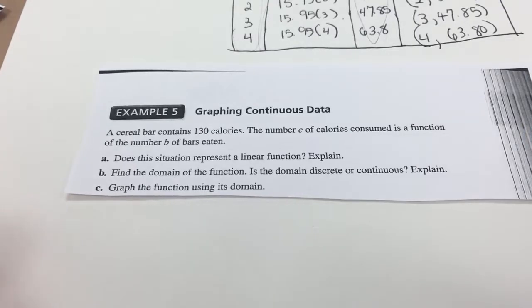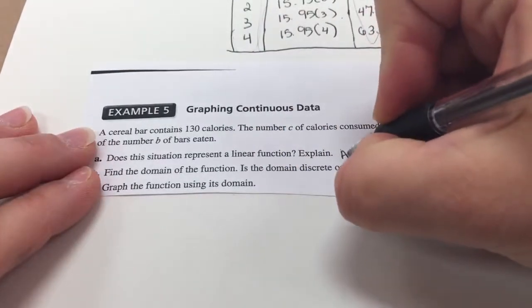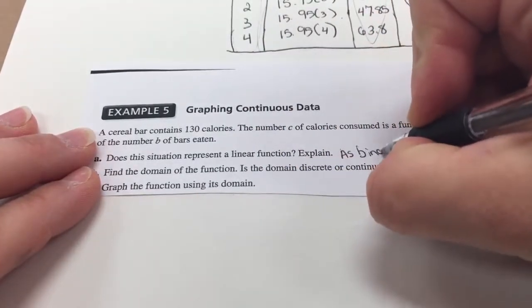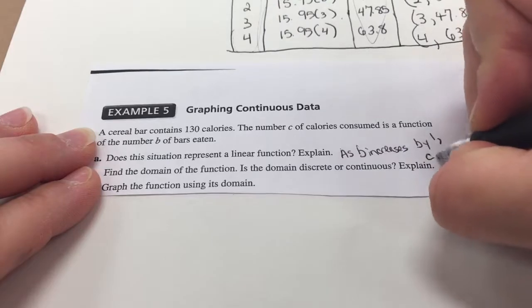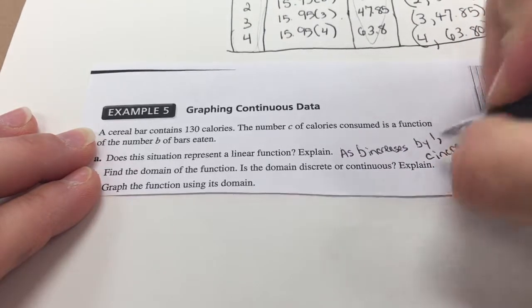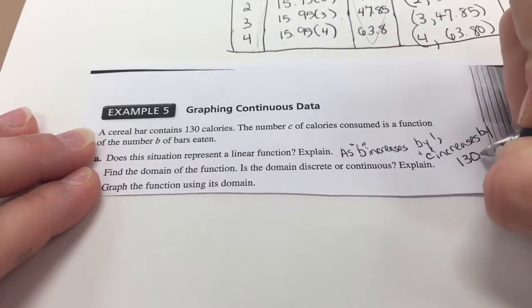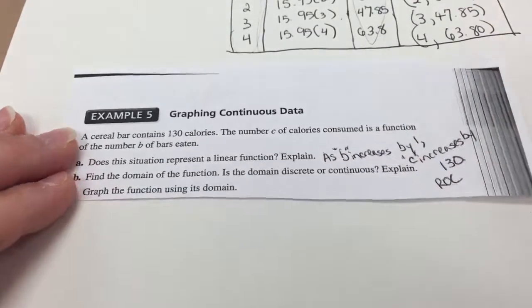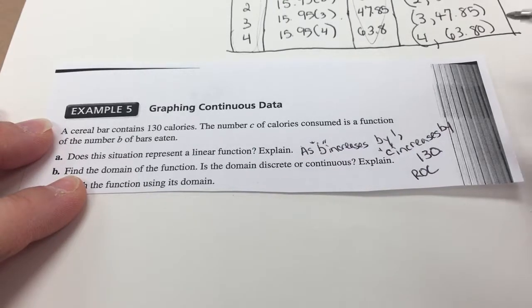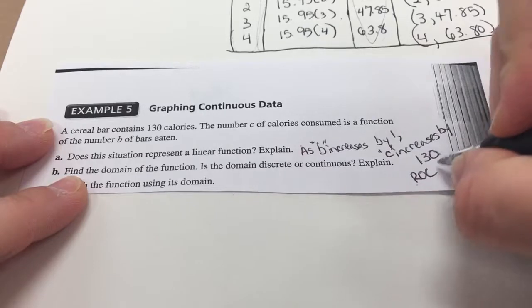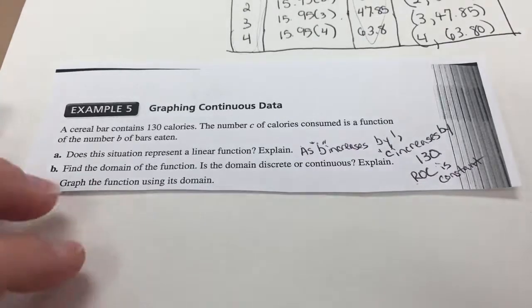So you want to write some type of information like that. So let's write that down. For part A, as B increases by 1, C increases by 130. So the rate of change, okay? Those of you who like to use abbreviations, here's a good one: rate of change is constant. So therefore it's a linear function.